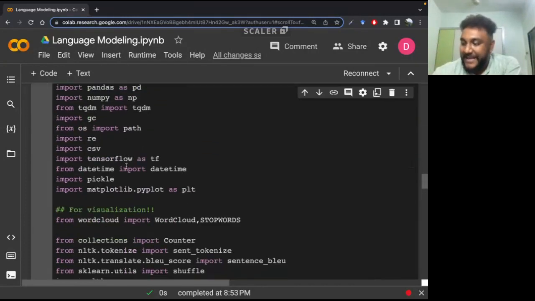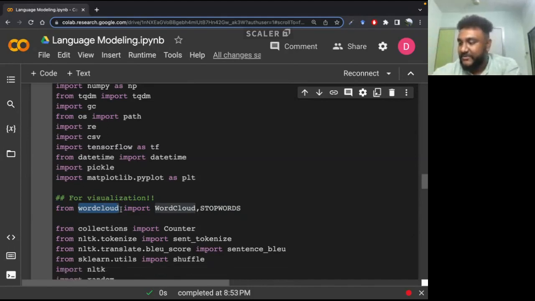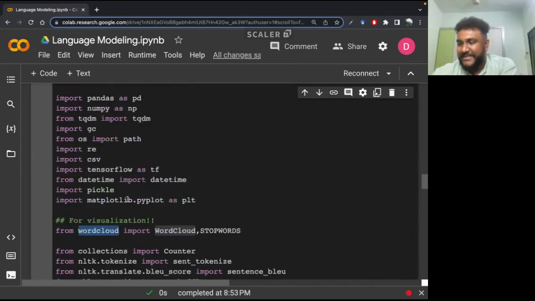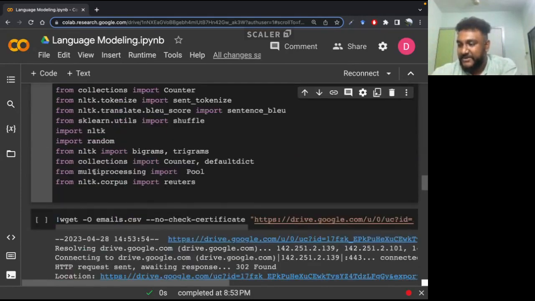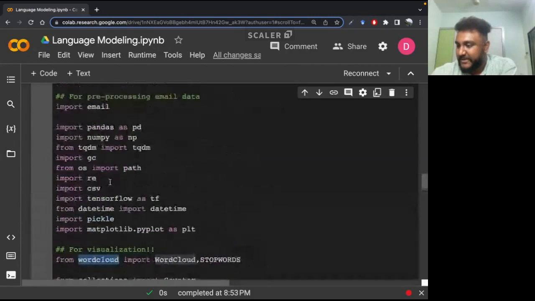Okay. The next thing that we're going to introduce is this library called Word Cloud. Word Cloud is basically a library which is used for visualization. It will help you visualize which are the most probable words in your corpus, right? That is what we're using. And the rest of the imports are something we've seen at some point or the other.